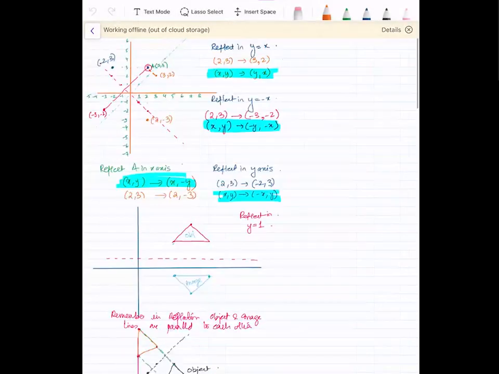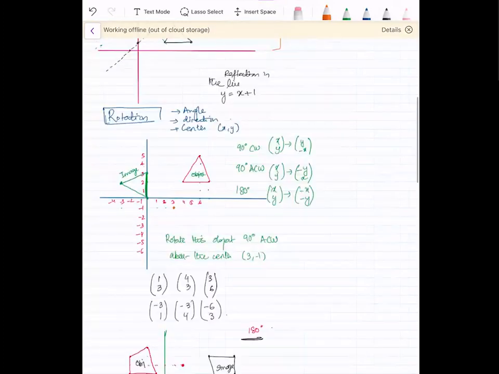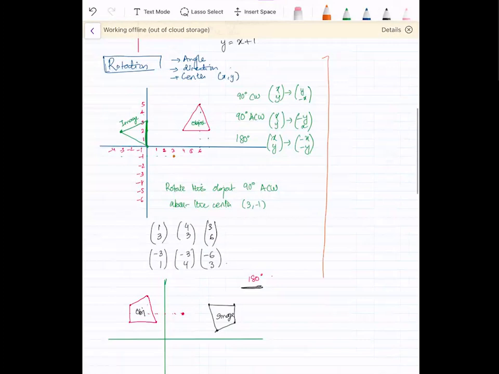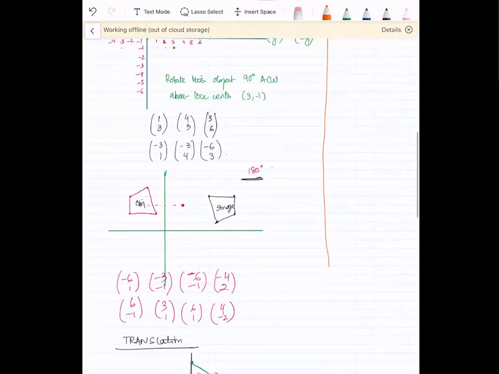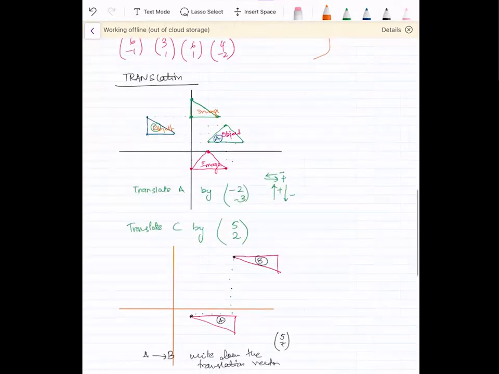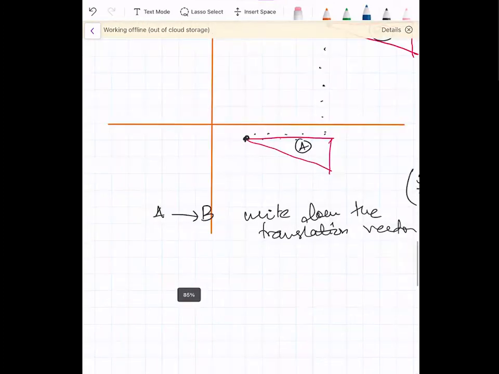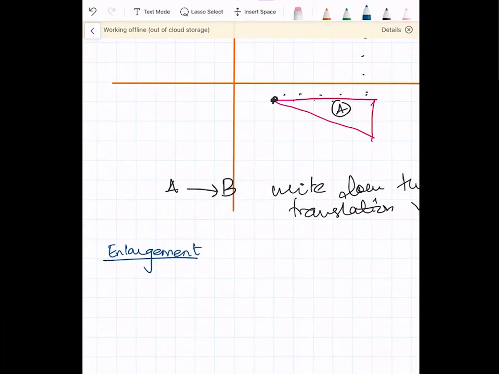So I did reflection. This is all reflection. Then I did rotation. This is all rotation. And then I ended the session by explaining translation. Let's start with enlargement. In enlargement, there are two things.